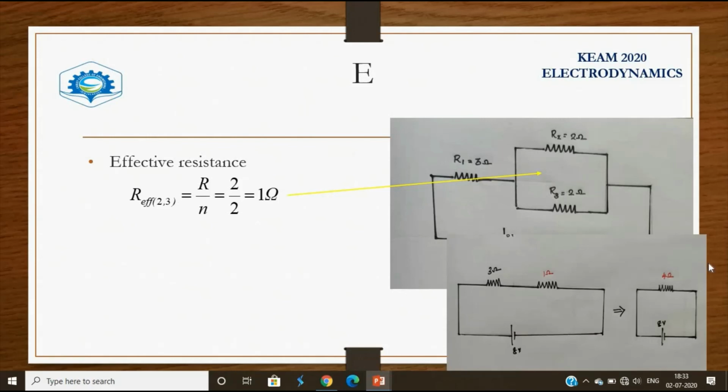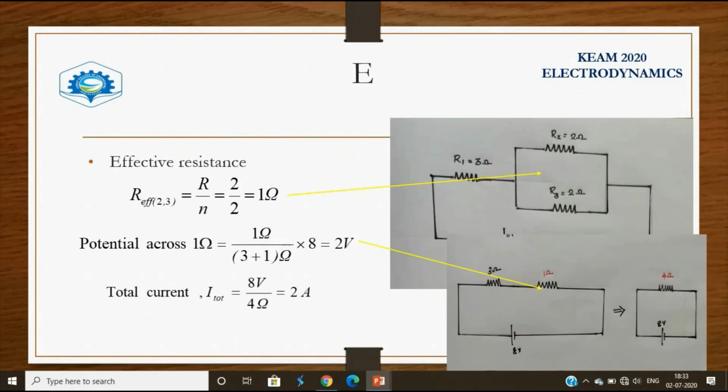Now the potential across 1 ohm is equal to 1 ohm divided by (3 plus 1) ohm, that is the total resistance, into 8, which is equal to 2 volt. That is the potential across R2. Okay, the potential across that 1 ohm is 2 volt. Now we need to calculate the total current. The total current is equal to the input voltage divided by the total resistance, which is 4 ohm. That is, we get 2 ampere as the total current.